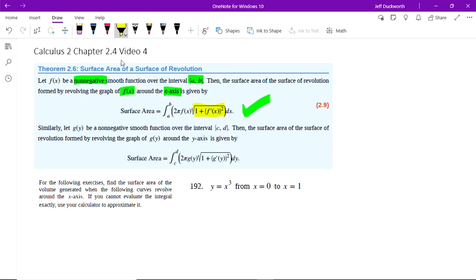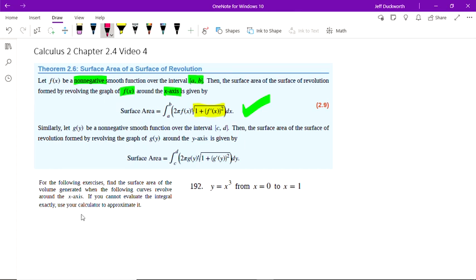All right, so let's take a look down here. In your book it says for the following exercises, find the surface area of the volume generated when the following curves revolve around the x-axis. If you cannot evaluate the integral, use your calculator to approximate it. I'm not going to give you those sort of problems. So this one here is one that we can certainly evaluate. Now let's use the surface area.